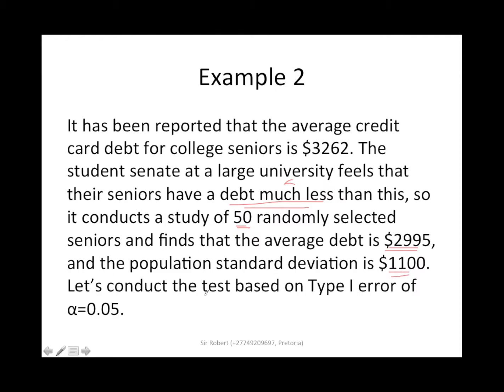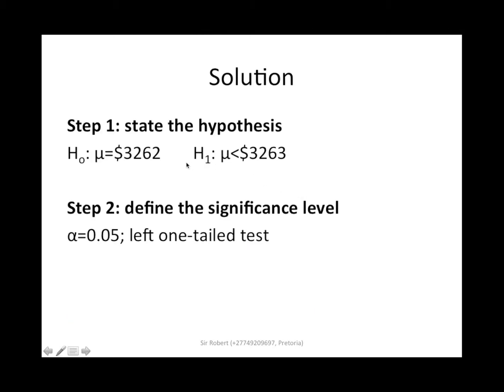So let's conduct a test based on type 1 error, so your alpha is 0.05. So the first step is state your hypothesis. H naught is mu is equal to 3262. And remember the keyword was less than, so the alternative hypothesis is mu is less than 3262.